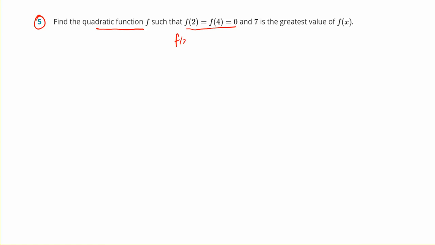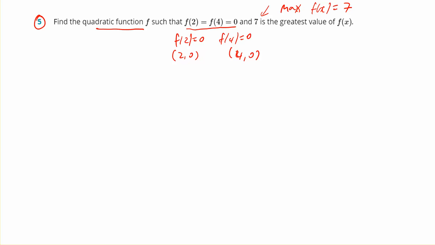f(2) equals 0 and f(4) equals 0 are a specific type of point. If you write in corner form, you notice these are x-intercepts, okay? So we've got x-intercepts at 2 and 4, and the greatest value, the maximum y value of the function, is 7. So max of f(x) equals 7, okay?